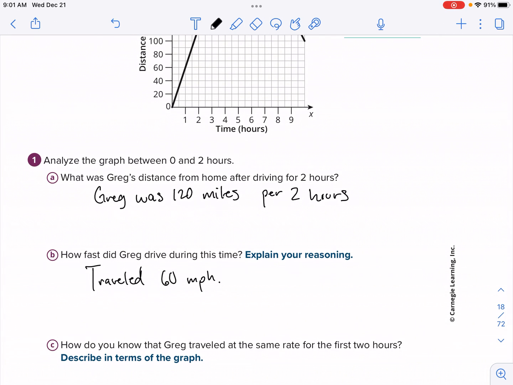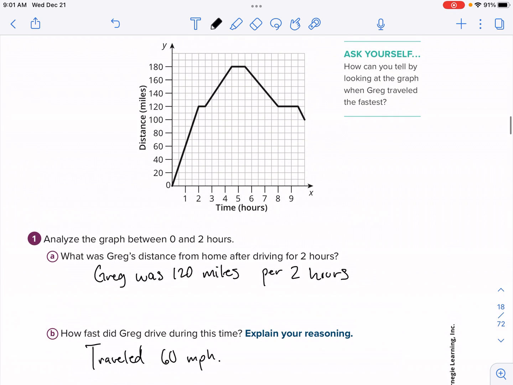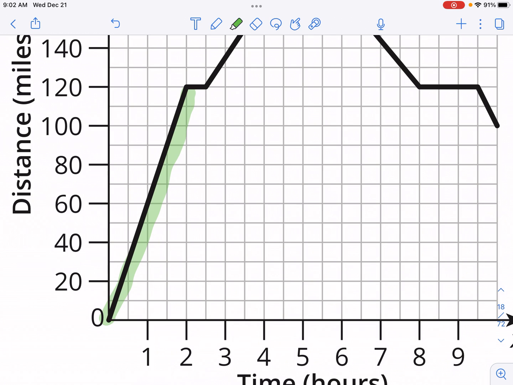Okay. And we're going to keep referring to this graph. C. How do you know that Greg traveled at the same rate for the first 2 hours? So, how do we know that he didn't go 80 miles an hour and then 40 miles an hour? He's still going to get to 120. How do we know that it was constant the entire time? So by looking at the graph from 0 to 2, which is just this part, that part is a straight line. Since it's a straight line, that tells us that he went 60 miles per 1 hour. We could even see that here: 60 miles in 1 hour, or 120 miles in 2 hours.